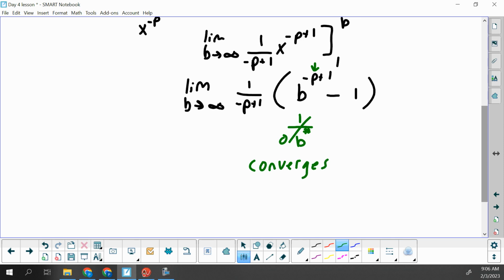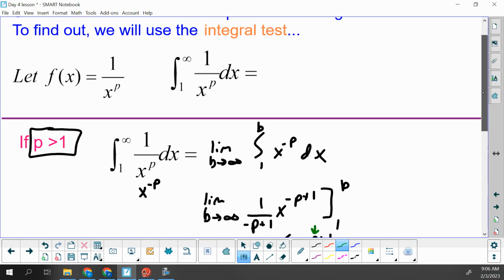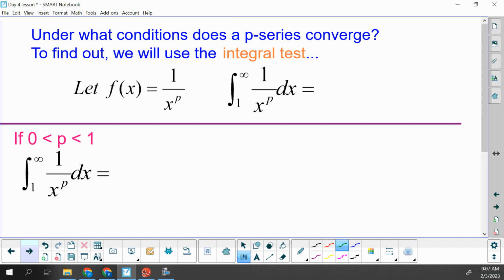So when p is greater than 1, because it will make the term move to the bottom with a negative exponent, that will make it converge. So far we know p greater than 1 is a converge. Let's look at the next slide, and now let's look at when p is in between 0 and 1.